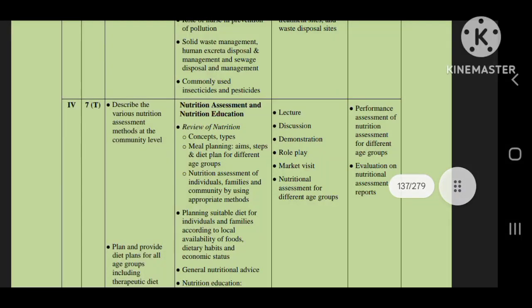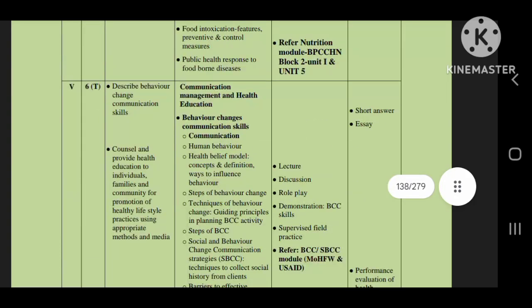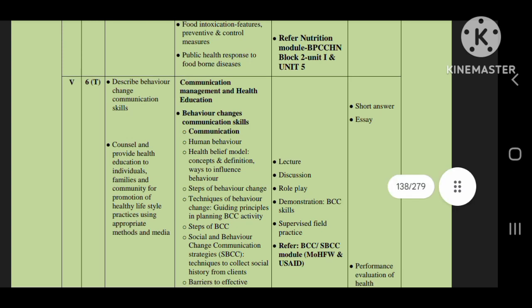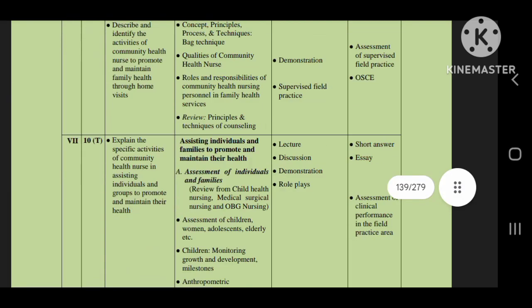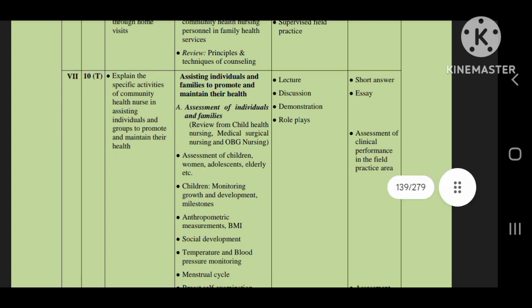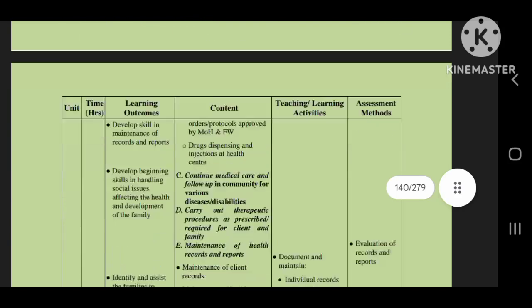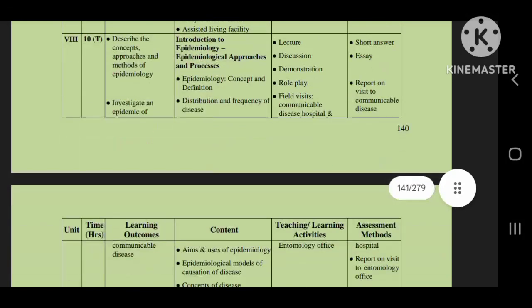Also a lengthy unit. Then you have nutritional assessment and nutritional education, 7 hours theory. Then you have communication management and health education. Then you have community health nursing, approaches, concepts for 7 hours theory. Then assisting individuals and families to promote and maintain their health. So these are the various theories you have to complete.